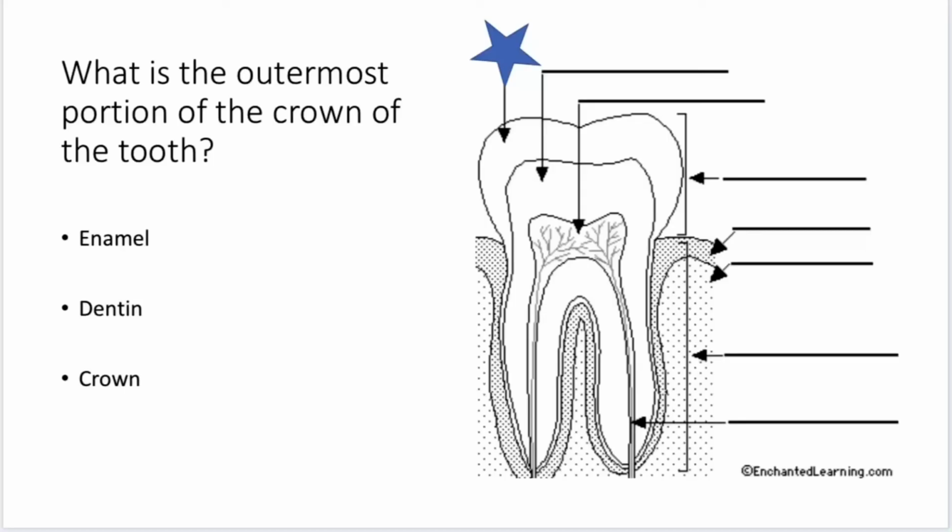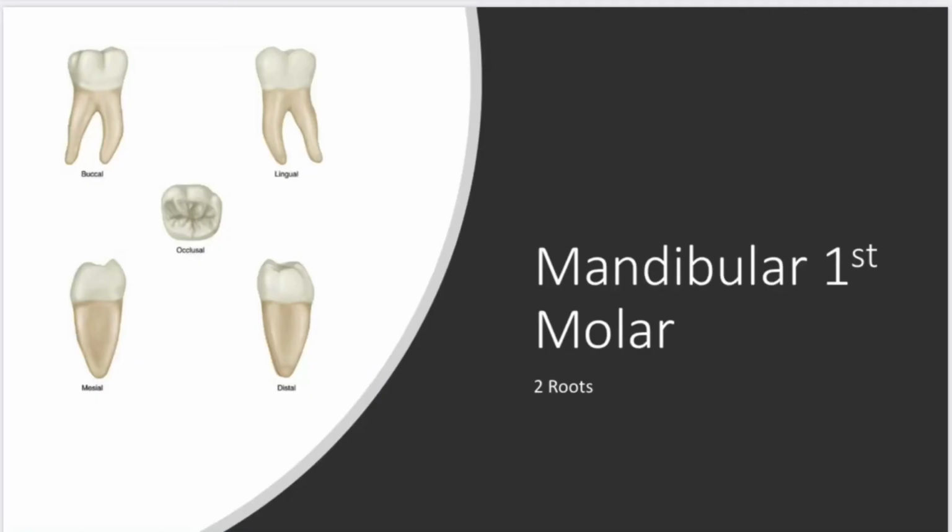Can somebody please tell me, what is the outermost portion of the crown of the tooth called? Enamel is the correct answer. Now let's talk about mandibular first molars. Mandibular first molars have two roots.